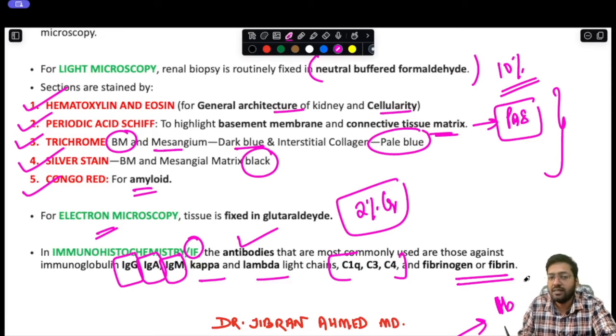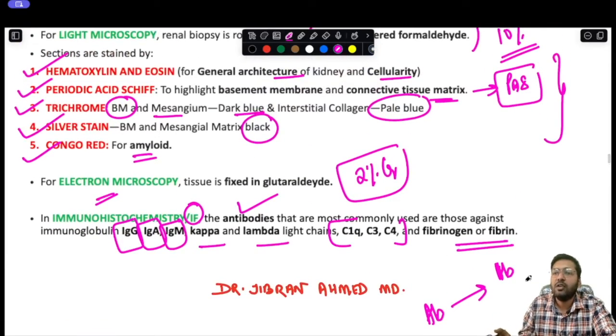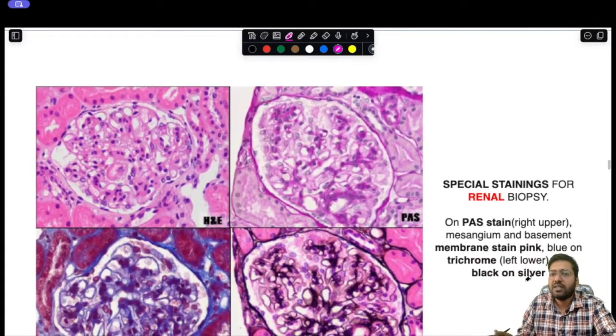Okay, this is the reason why we are using immunofluorescence, and looking at the immunofluorescence patterns we can correlate with the diagnosis. So these are the special stains for renal biopsy.